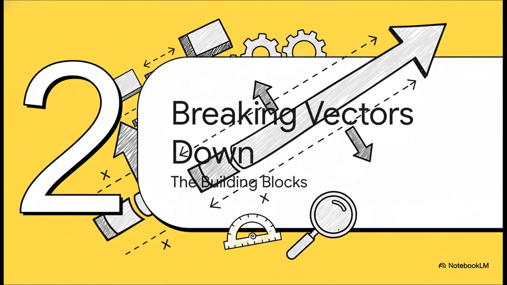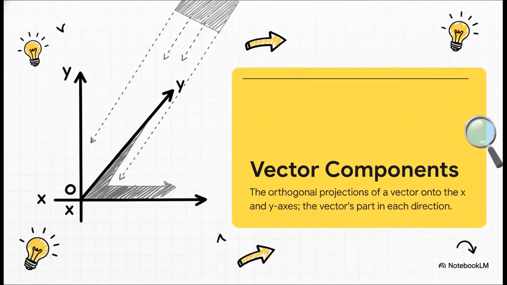All right, let's move on and see how this all leads to our main event, breaking vectors down. It's time to look under the hood of that arrow and see what it's really made of. Okay, this is the crucial idea. Any vector, and I mean any vector, no matter which crazy direction it's pointing, can be perfectly described by its components. Picture this. You shine a giant flashlight from directly above the vector. The shadow it casts on the x-axis, that's its x component. Now shine a light from the side. The shadow on the y-axis is its y component. These two shadows are its fundamental building blocks.